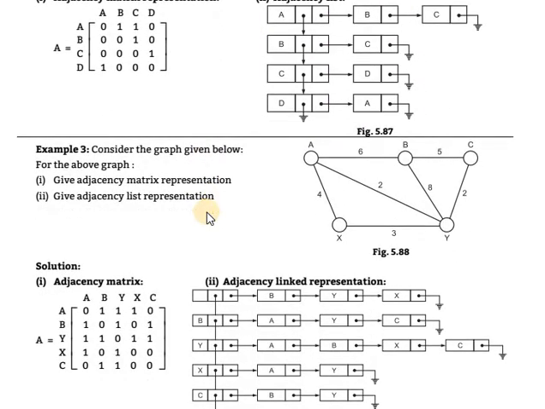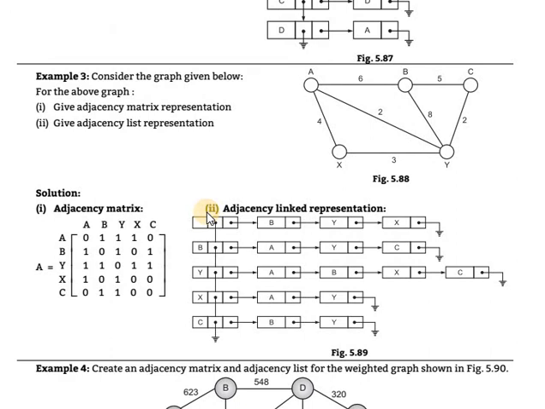Another example. That also, write A, B, C, Y, X. The matrix: A, B, Y, X, C, these are the matrix; print it, write the A in your notes. Okay, A to which are the adjacent nodes: B, Y and X, so B, Y, X.